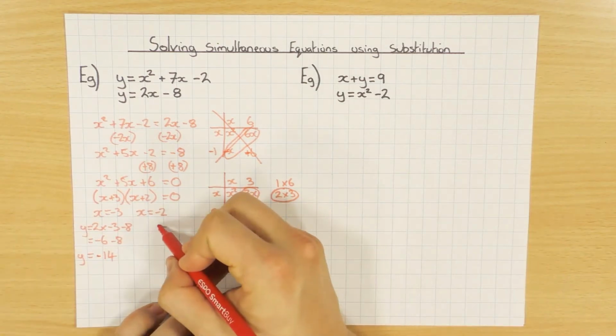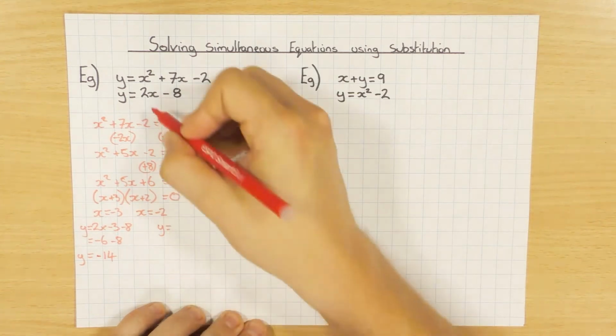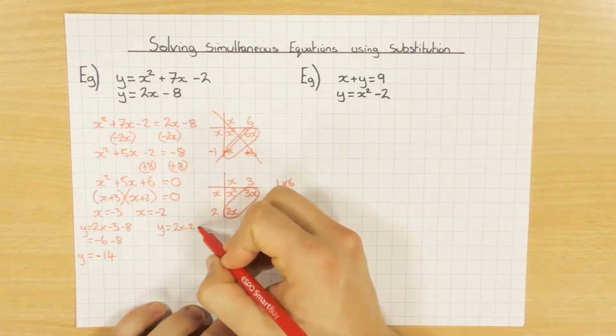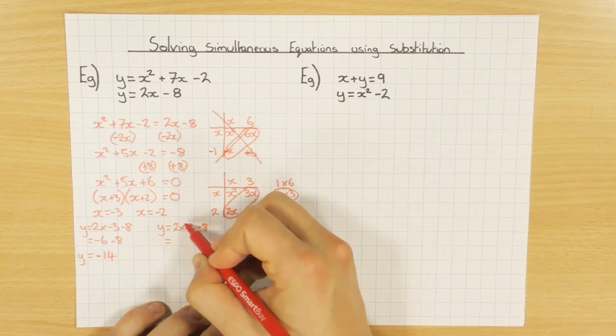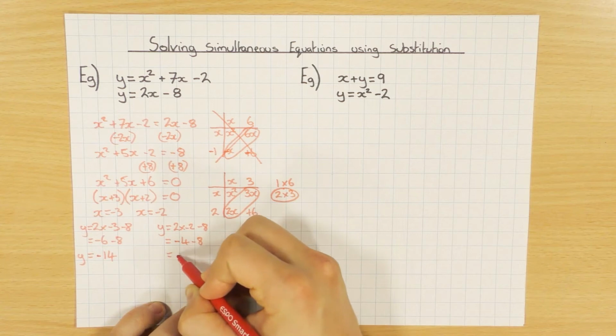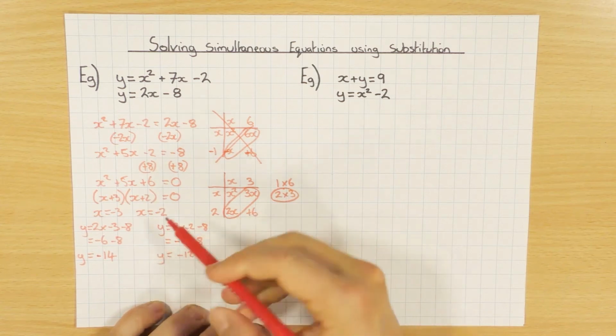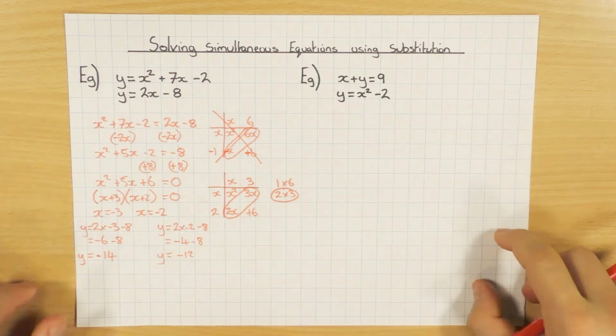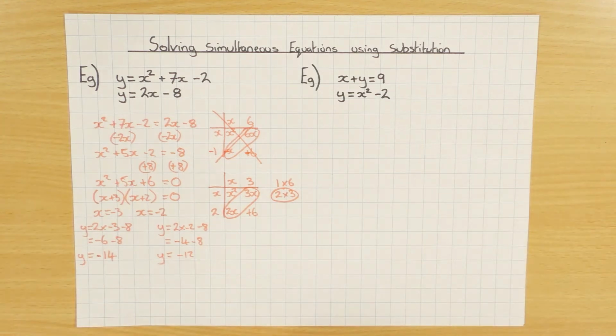Same thing for this one. Put x equals minus 2 into there, so 2 times minus 2, then I've got my minus 8. 2 times minus 2 is minus 4, minus 8, which is minus 12. So when x is minus 2, y is minus 12. And you've solved it. Now, I said I'll have a look at what this looks like graphically.